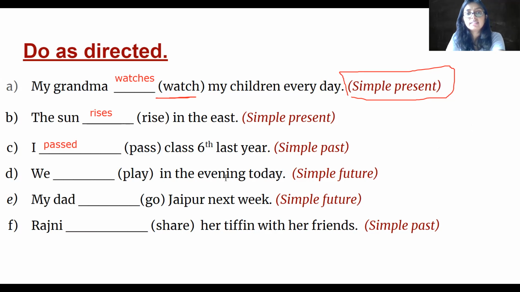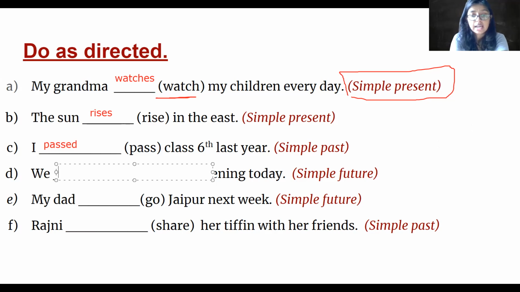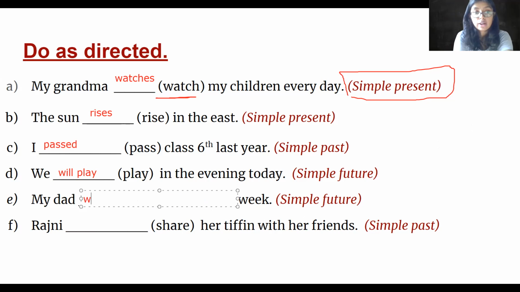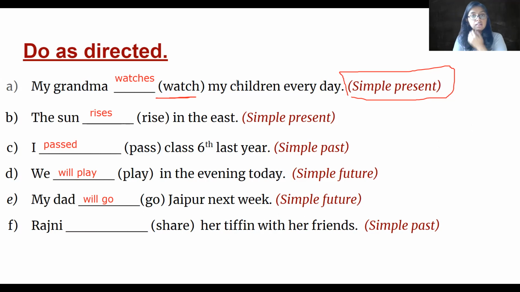We dash in the evening today. Play is the verb. Simple future. So future के लिए we know we just add will plus verb. So will play. We will play in the evening today. हम आज शाम को खेलने वाले हैं. खेलेंगे. My dad dashed Jaipur next week. The verb here is go. Simple future. So future के लिए I'm just going to add, my dad will go to Jaipur. My dad will go to Jaipur next week.